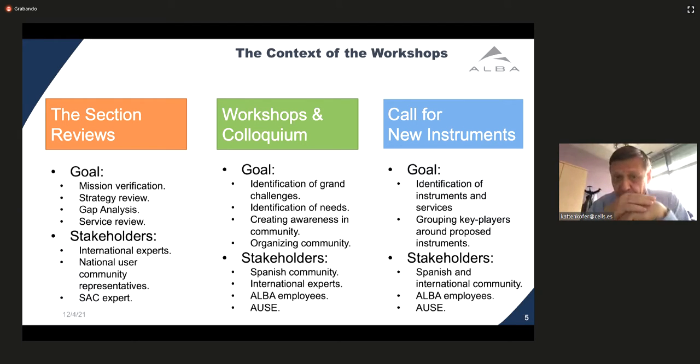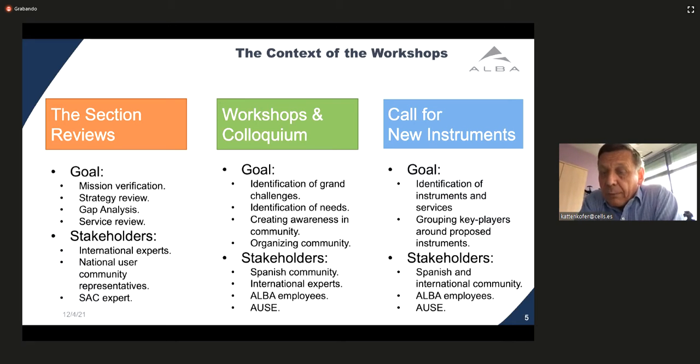For the stakeholders, we have the Spanish community, obviously. We have the international community, and there are the ALBA employees, and very important, ALSE, as the representative of all the user communities. So all these people should play a major role, and we invite everybody really to participate and work with us on defining the science case, but also the kind of plans for how we can upgrade.